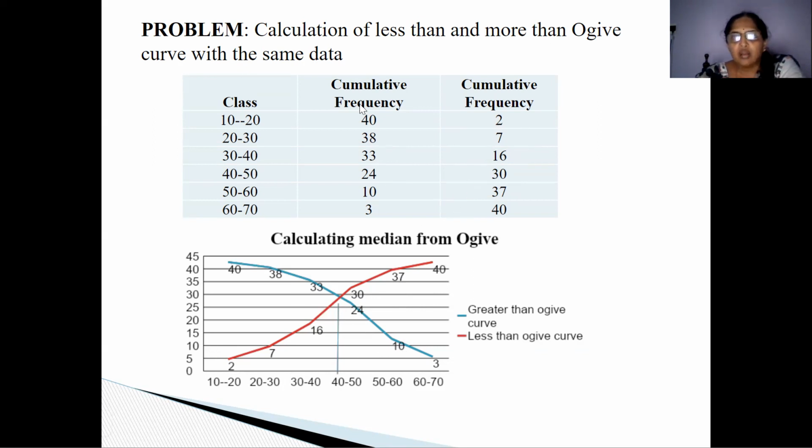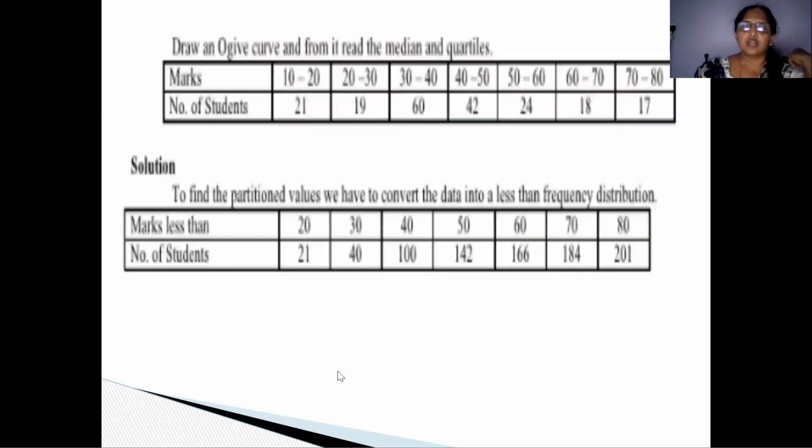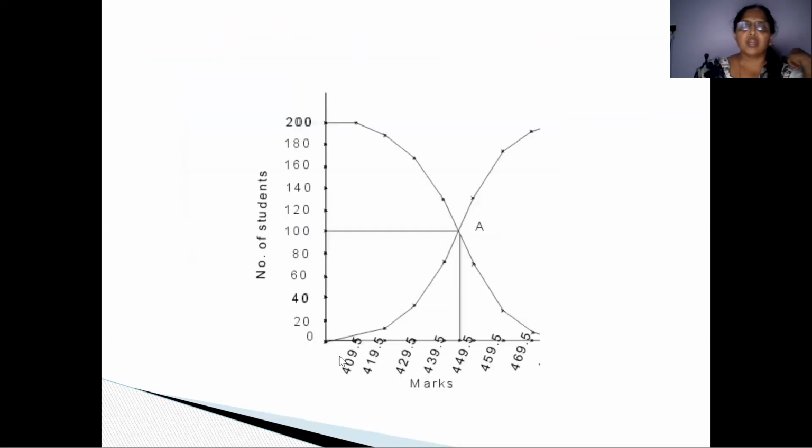This is less than, this is greater than. So 40, 38, 33, 24, 10 and 3. This is more than Ogive curve. Where these two points intersect, this point is considered the median. So this point comes from the 40 to 50 class. So this is the exact median value. So this is the calculation of the median.